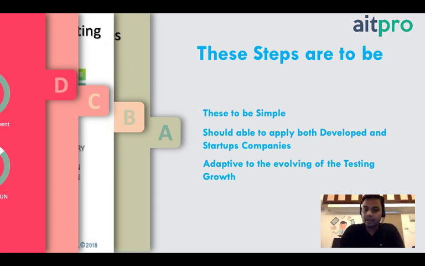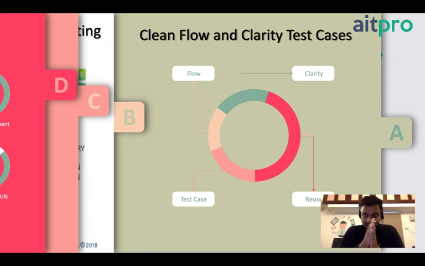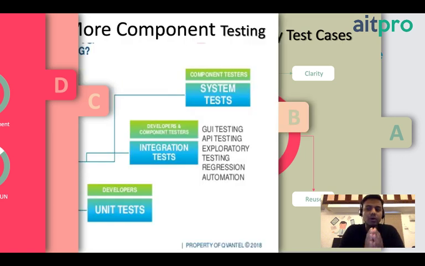All right. Now the first point is clean flow and clarity test cases. Okay. The first step to having good quality API testing is a clean flow and clarity test case. The second is more component testing.